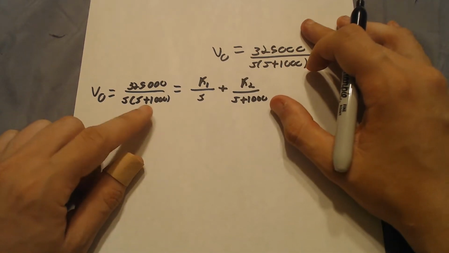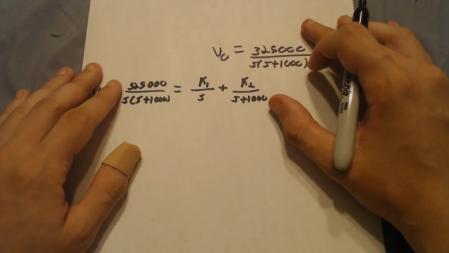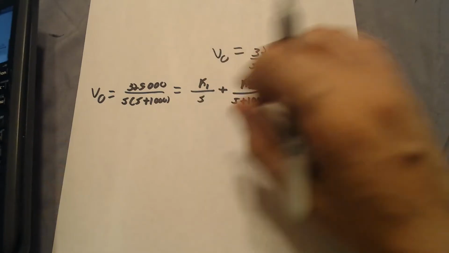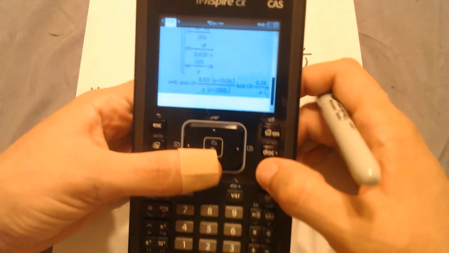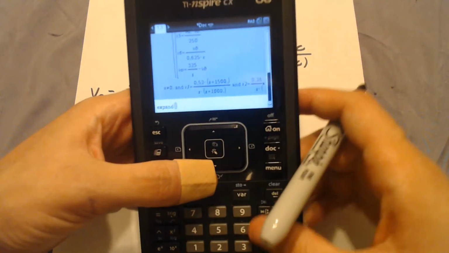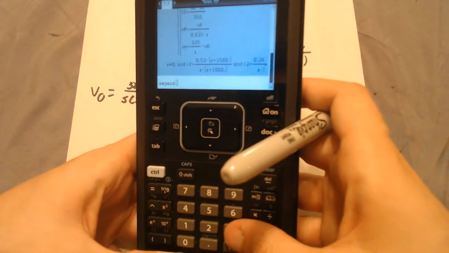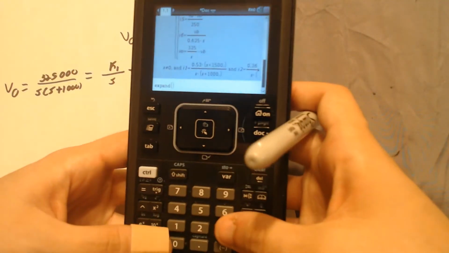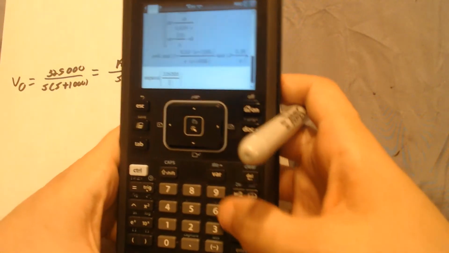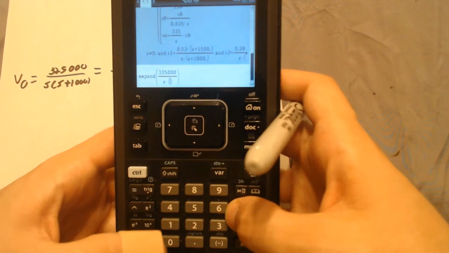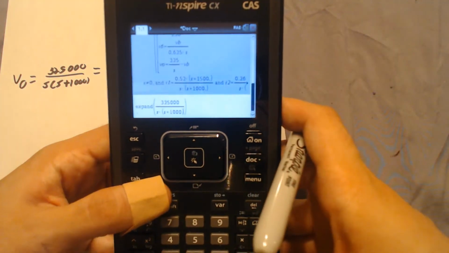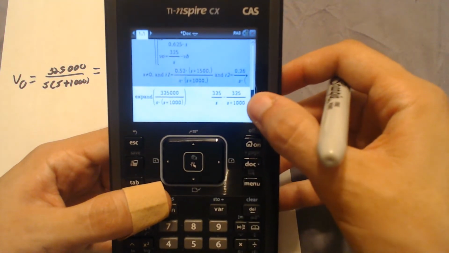We would just plug at least two values in for s and plug that system into our calculator to get k1 and k2. But actually our calculator can directly solve for k1 and k2. The way it would do that, you just go to menu, then you go to algebra, then you go to expand, and then you just type in our current equation, which in this case is going to be 325,000 over s times open paren s plus 1000 close paren. So we hit enter, and that's going to give us our k1 and our k2.